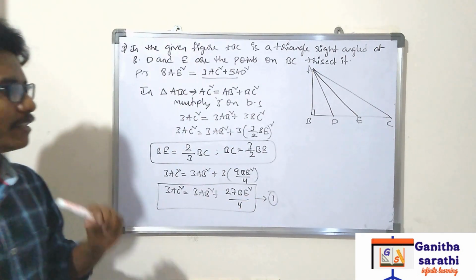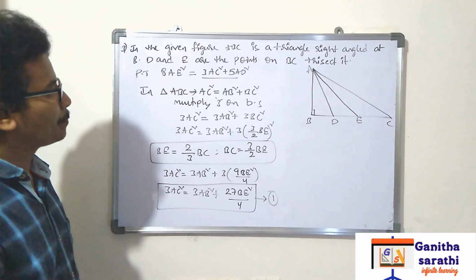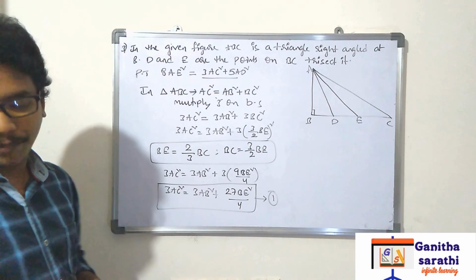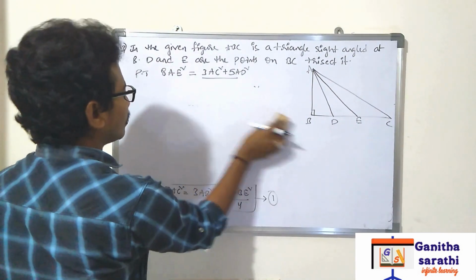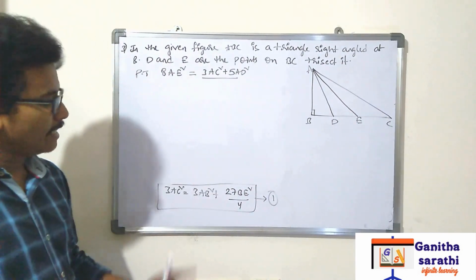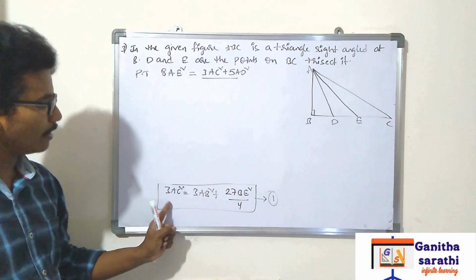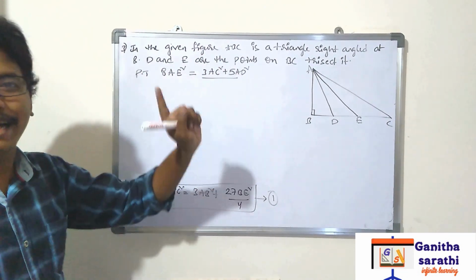Okay, keep it as equation number 1. Now take that equation number 1. Now see the next one. Here the AC is completed, and we got the 3AC square value. Now what do we want? We want 5AD square.